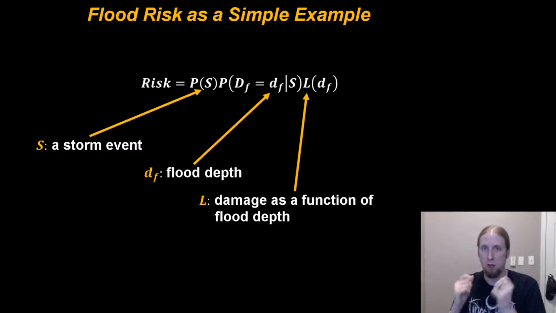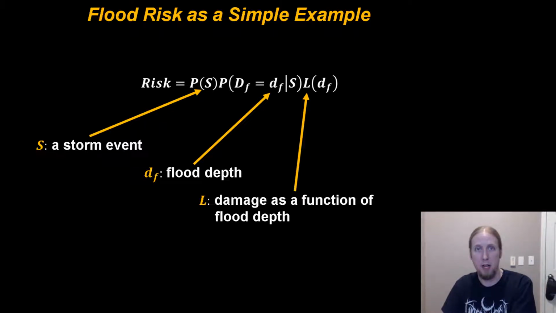We could talk about structural damage or damage to the contents of the house. We could talk about the extra cost of having to relocate and potentially live in a hotel somewhere else while we're reconstructing or repairing the house, and so on. But we could add all of those up to generate a loss function that describes the direct economic impact as a function of the flood depths.